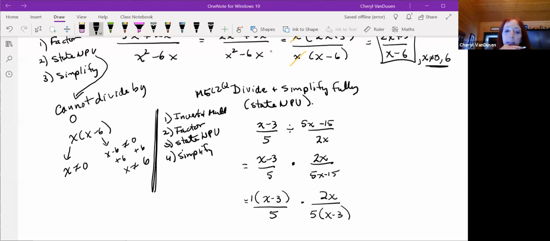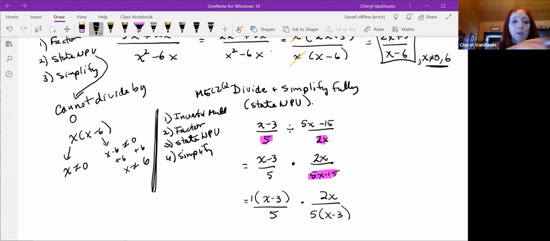All right. Now we need to state non-permissible values. We have to be really careful in division questions. We have to check all denominators. So when we check for non-permissible values, we have to check here. That's a denominator. This was a denominator. And this now is a denominator. So there's 3 places we have to check. We have to check both original denominators and the new denominator because we inverted.